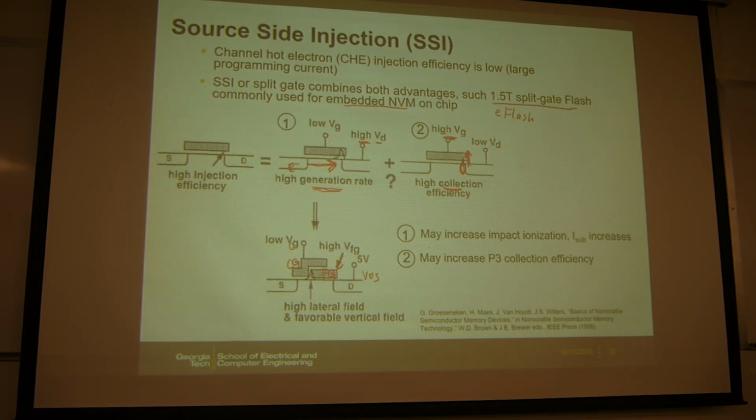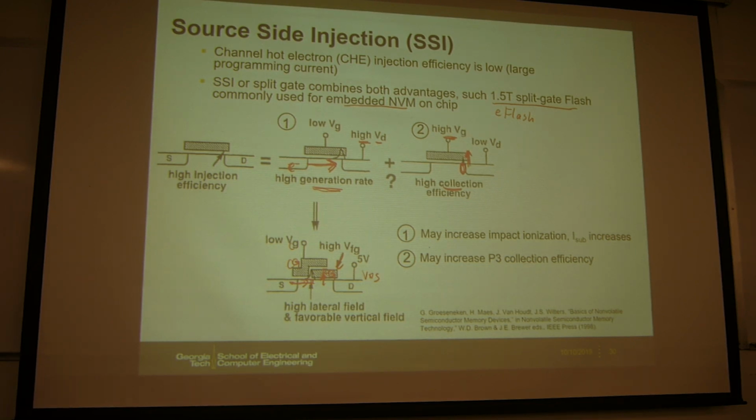Then you can see here, initially the gate voltage is small, so most of the electrons will travel to the drain, and when they are accelerated and reach here, you will divert the electrons to the floating gate by the large floating gate voltage. So this can increase the efficiency, and this is widely used for embedded flash, for the non-volatile memory on chip, on the logic chip.